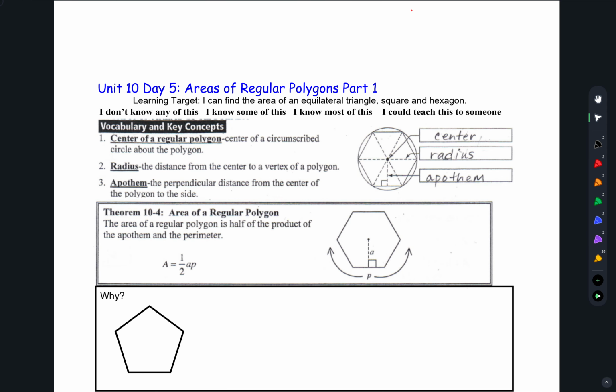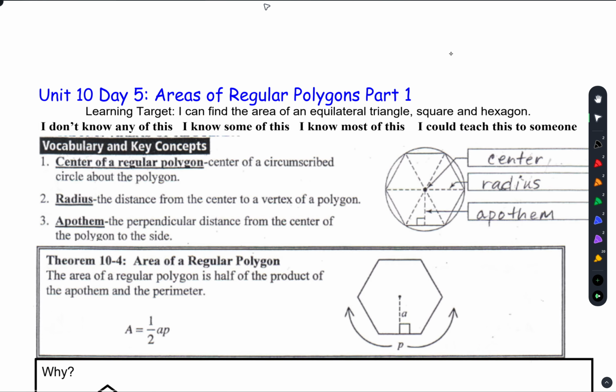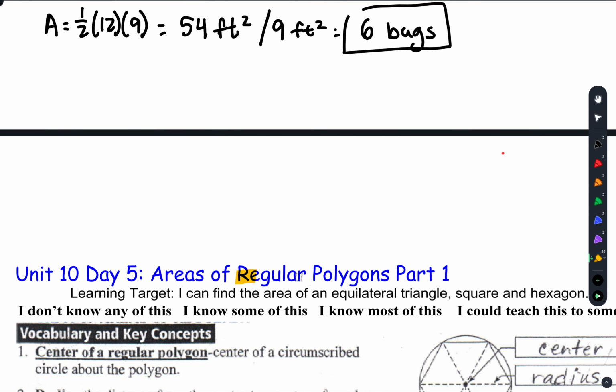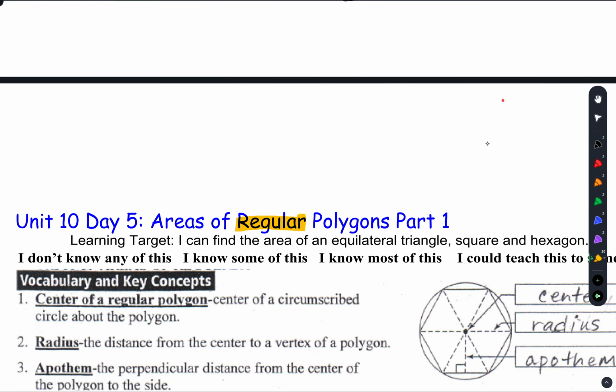We start talking about area of regular polygons. The first thing I wonder is if we remember what this word regular means? Anybody? We talked about it a while ago. It's been a minute. Dahlia? Do they have equal sides and equal angles? Exactly. Regular means all of the sides are congruent and all of the angles are congruent.